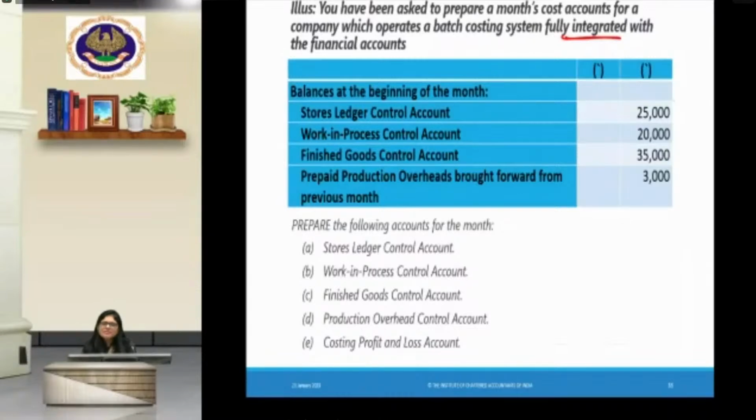So I'm just explaining this illustration. You do it on your own. All right. So these are the balances we have given you: stores ledger, WIP, finished goods, prepaid. You have to make these accounts, but it's always better that you make all the accounts. Then only the whole sequence will be clear. Clear? So in spite of only these 5 accounts, I think you should make all the accounts. Then only the process and sequence will be clear.